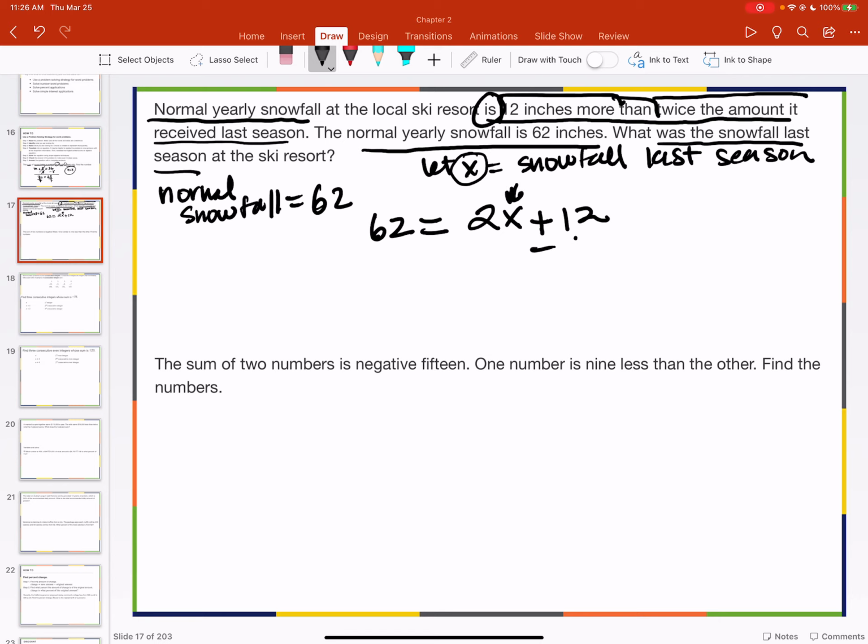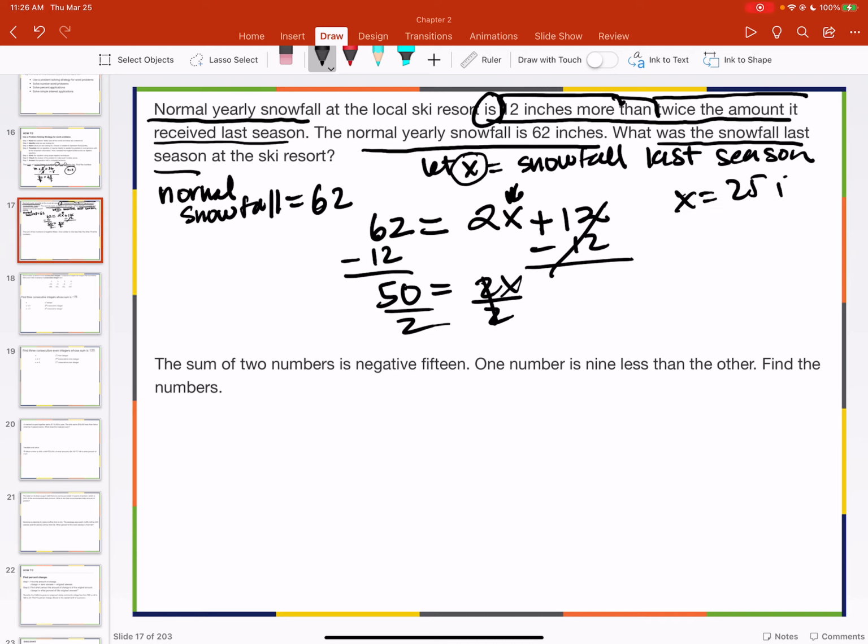And then from here, we just solve. Okay, you get 50 is equal to 2x, divide by 2. So x equals 25 inches. So the snowfall last season was 25 inches. Okay, all right, let's do another one.